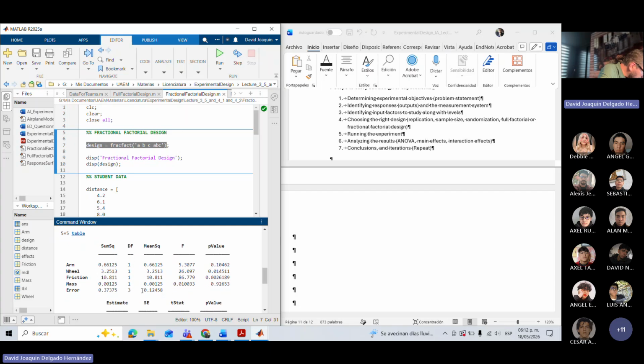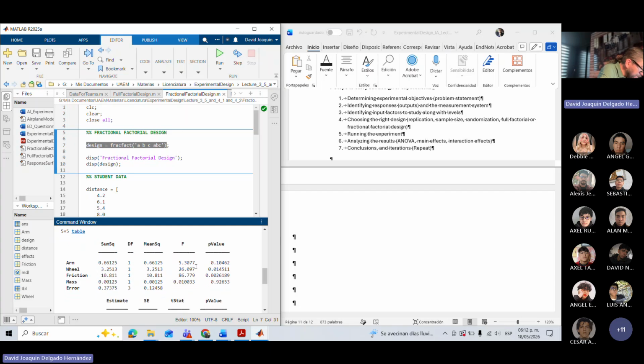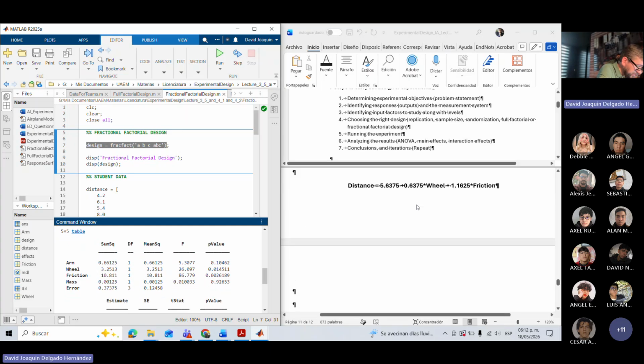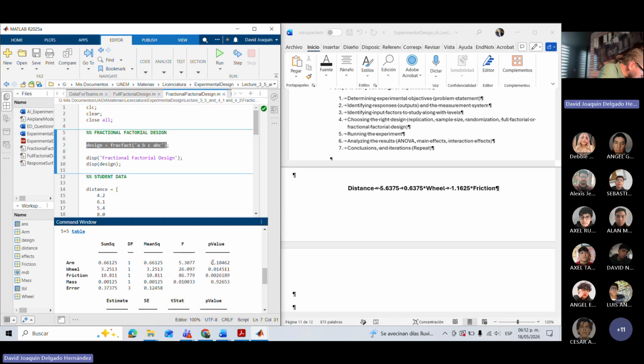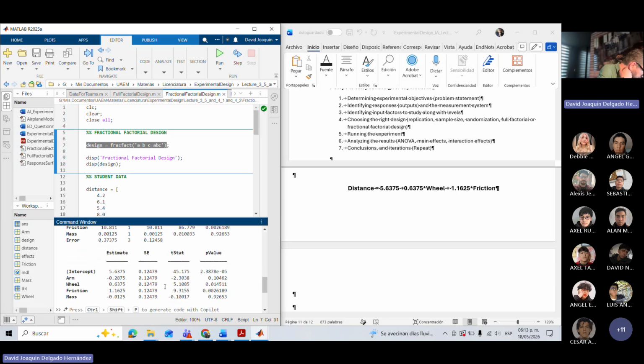Perfect. So again, what we can see here is that the arm doesn't matter because this p-value is very large, and the mass doesn't matter. Only wheel and friction matter. You can see the coefficients, and it is exactly what we had here, wheel and friction. That is the interpretation.